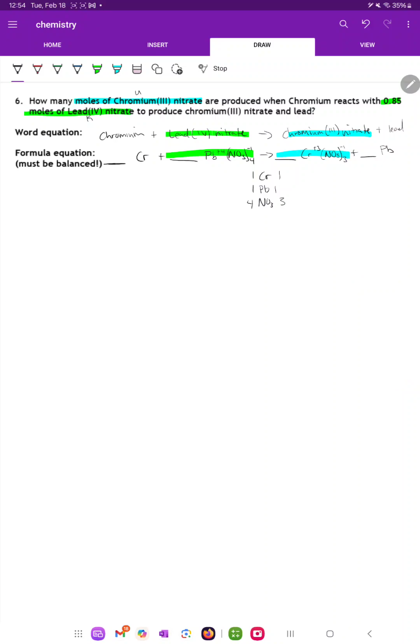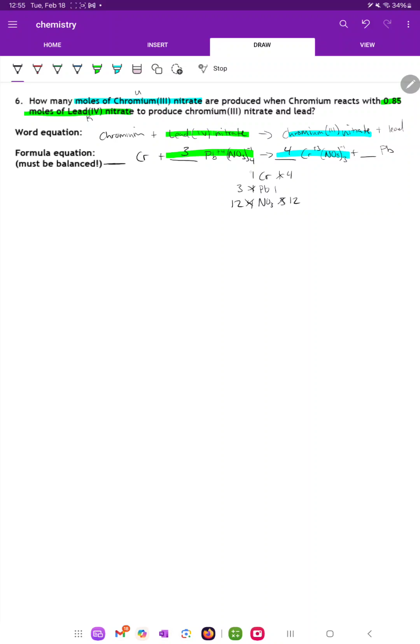To make that work on the right-hand side, the product side, I'm going to put a 4 here in the front. That's going to change this value to a 12, and it's going to change my chromium value to a 4. Now, to compensate for that, on the other side, in front of the NO3 over here, I'm going to put a 3. This will change this side's nitrate also to a 12, but change the value of the lead to a 3.